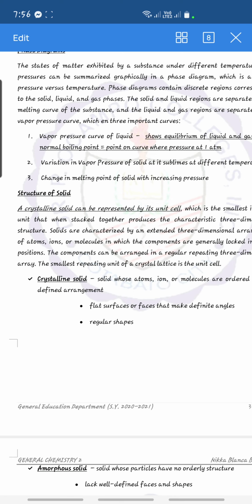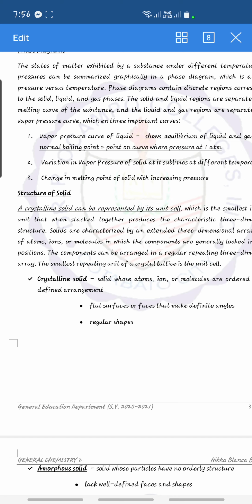Here we've already discussed it somehow in our first discussion, because I already introduced to you the amorphous solid and the crystalline solid. A crystalline solid can be represented by its unit cell, the smallest repeating unit that, when stacked together, produces the characteristic three-dimensional structure. While an amorphous solid is also one of the kinds of solids. So not only crystalline solid but also amorphous solid.